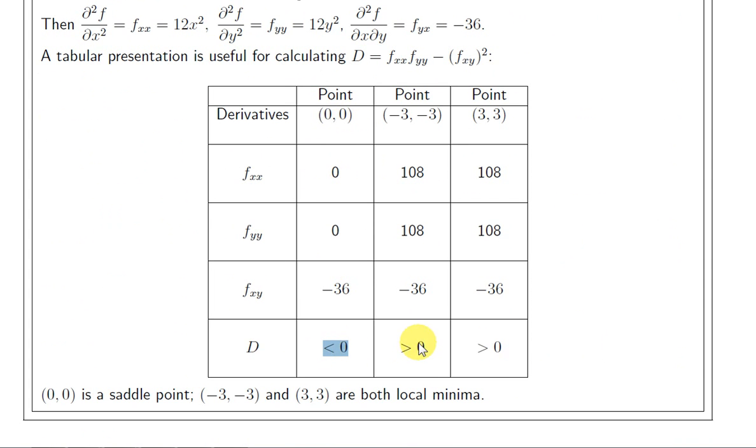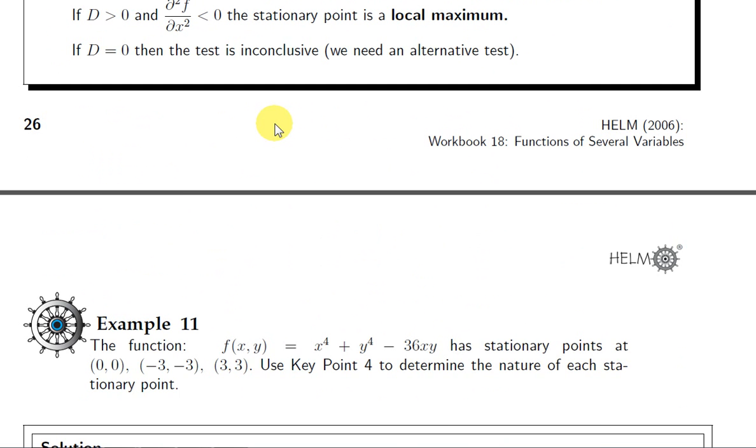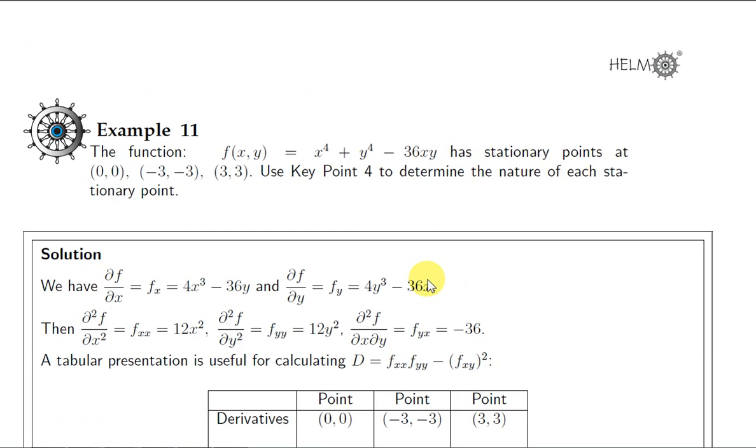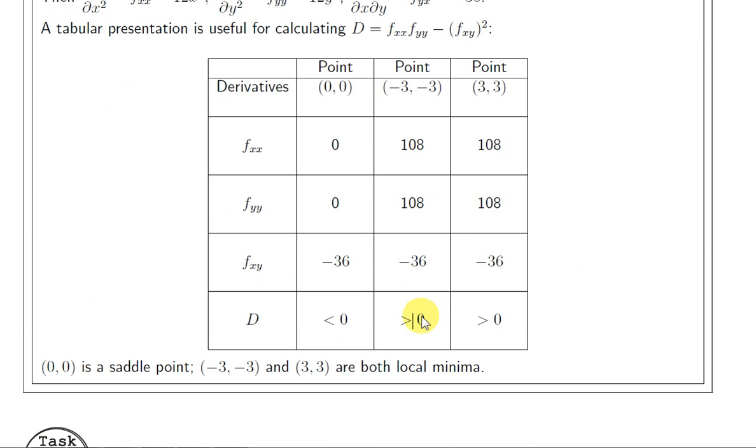Now if D is greater than 0, we have to look to f sub xx, the second derivative. Look to the sign of it. We can see that f sub xx is positive when D is greater than 0. And if we go back up here, if D is greater than 0 and f sub xx is greater than 0, the stationary point is a local minimum. So it looks like we've two local minima, because for two stationary points D is greater than 0 and f sub xx is greater than 0. So these 2 points are local minima.